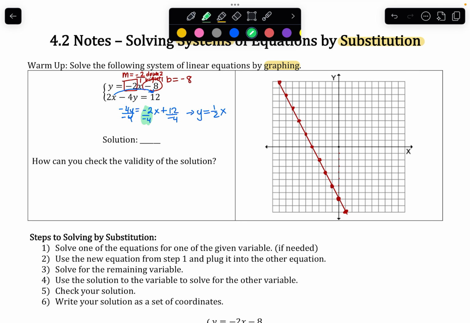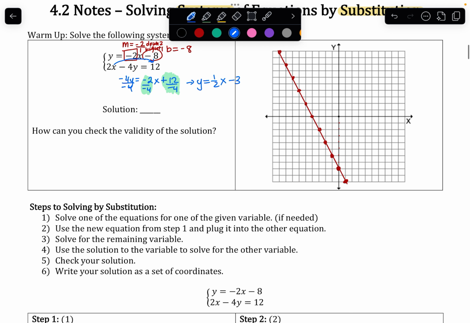That's going to be our slope. And then +12 over -4 will give us a -3. That will be our y-intercept. And so m is 1/2 and b is -3. So starting at -3 on the y-axis, we're going to rise up 1 and then run right 2. Up 1, right 2, and if we go down 1, back 2, that's going to land us at our intersection.